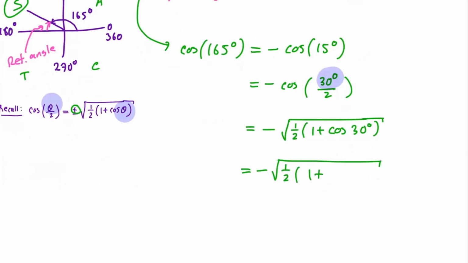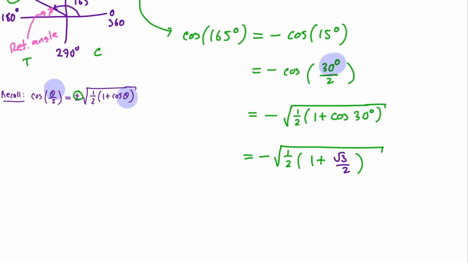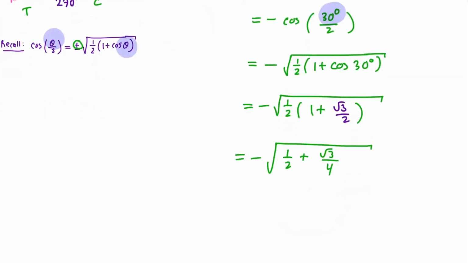Now you should have that in memory. Cosine of 30 degrees is square root of 3 over 2. So that's what I substitute for cosine 30. And here we can distribute the 1/2 out to each term and simplify our answer further. This is negative the square root of 1/2 plus square root of 3 over 2 times a half. That's the square root of 3 over 4. Now you want to combine these two into a single fraction, so we need a common denominator. So we'll multiply this fraction by 2 over 2 to get the 4 in the denominator. This will give us the negative square root of 2 plus the square root of 3 over 4.